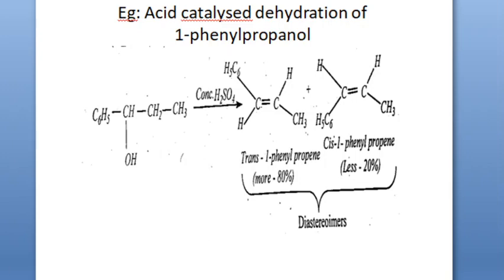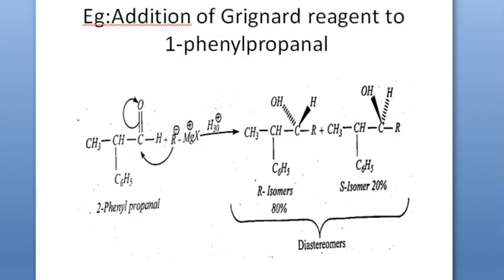So let us see one more example. Addition of Grignard reagent to 2-phenyl propanal. Here in this case, the Grignard reagent, an alkyl magnesium halide, is a nucleophile containing reagent. This nucleophile will attack the electrophilic center, that is the electron deficient carbon of the carbonyl in 2-phenyl propanal. This is propanaldehyde, so on the second position you are having a phenyl group.